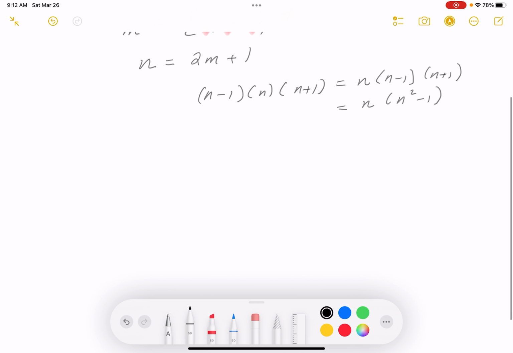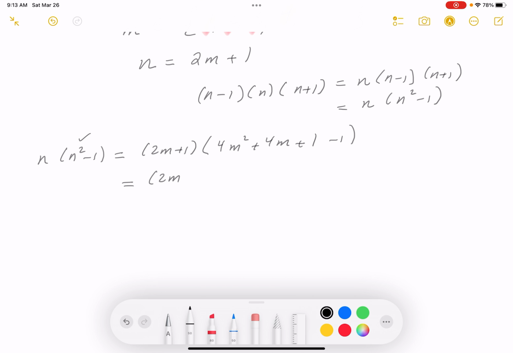All right, so what I want to do is plug this m business in over here. So let's write this, n squared minus 1. Well, what's n? It's 2m plus 1. And what do we get now? I'd have to square that, right? What's that going to be? 4m squared plus 4m plus 1. That's n squared, by the way, minus 1. So I think I can further simplify that to 2m plus 1 times 4m squared plus 4m.